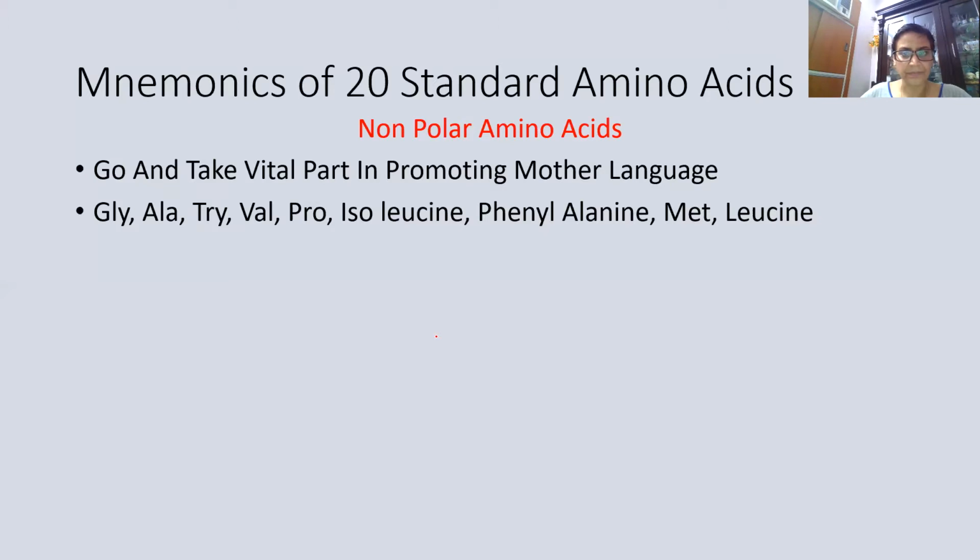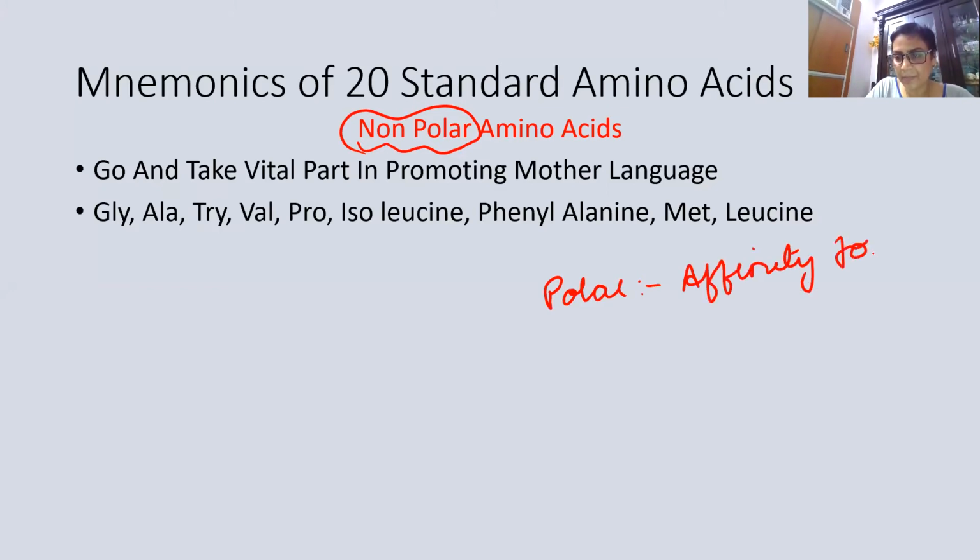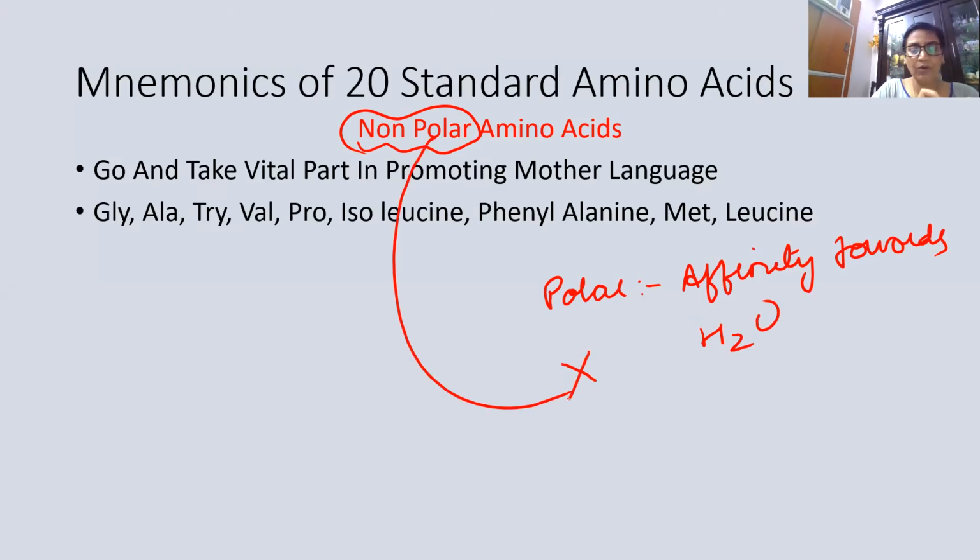Now see, non-polar. First of all, you should be able to differentiate between polar and non-polar. Polar means they have an affinity towards water. So non-polar, non means no. So they don't have an affinity towards water. So the mnemonic for this is you are going to pick one alphabet. Go and take vital part in promoting mother's language.